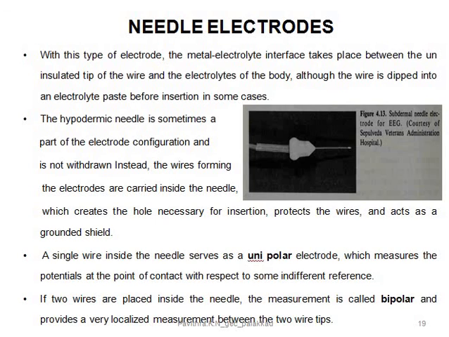When the wire is withdrawn, the needle electrode is left in that place. With this type of electrode, the metal electrolyte interface takes place between the needle tip of the wire and the electrolytes or body fluids. There are two types of electrodes used in EMG measurements: unipolar electrode and bipolar electrode. A single wire inside the needle serves as a unipolar electrode, and it is used for measuring the potentials at a point of contact with respect to some reference.